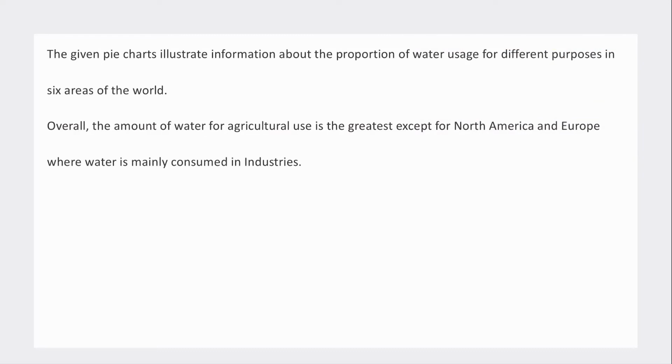So the given pie charts illustrate information about the proportion of water usage for different purposes in 6 areas of the world. Overall, the amount of water for agriculture use is the greatest except for in North America and Europe, where water is mainly consumed in industry. So industries doesn't need a capital letter here. We would just say industry, singular rather than plural.